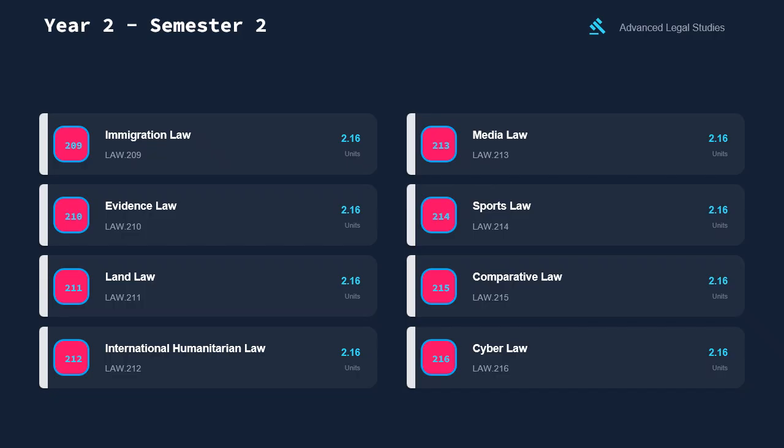Foundations of International Humanitarian Law, Origins and Principles. 1.1 Historical Development, from Solferino to Geneva. International Humanitarian Law, IHL, regulates conduct in armed conflict. Henry Dunant witnessed the Battle of Solferino, 1859, and founded the Red Cross.